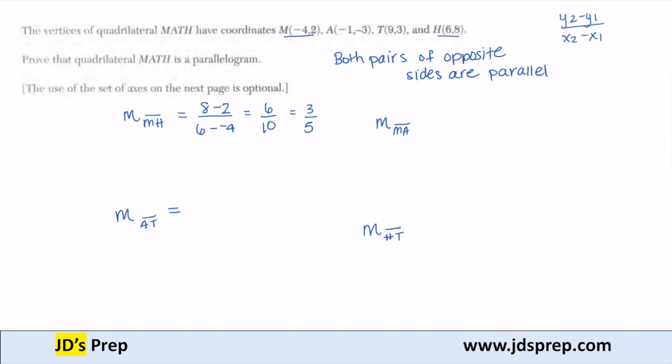Now let's find the slope of AT. Right? Choose a different color. So here's A, here's T. So we need the change in Y. So again, 3 minus -3 over the change in X, 9 minus -1, which gives us 6 over 10, which again we can reduce down to 3 over 5. So if you notice, right, those slopes are the same. So I have one pair of parallel.